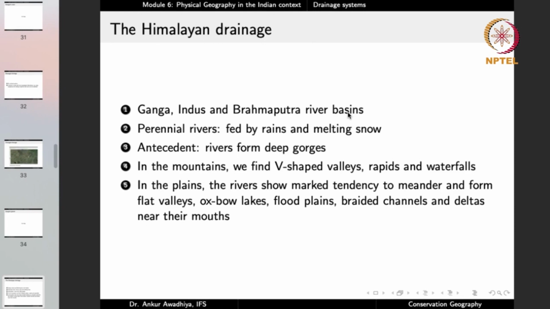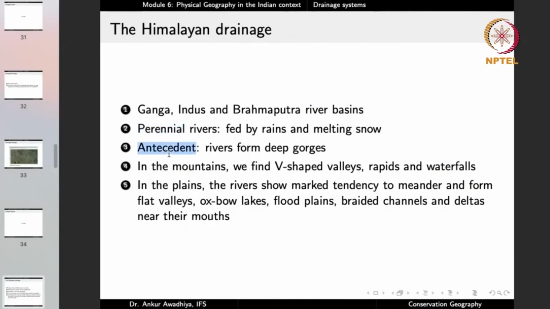Now in our country we can talk about the Himalayan drainage and the peninsular drainage, and both of them follow very different patterns. The Himalayan drainage comprises the Ganga, Indus and Brahmaputra river basins, and these are perennial rivers. Perennial means that they have water all around the year, and this is because they are fed both by the rains and by the melting of snow.